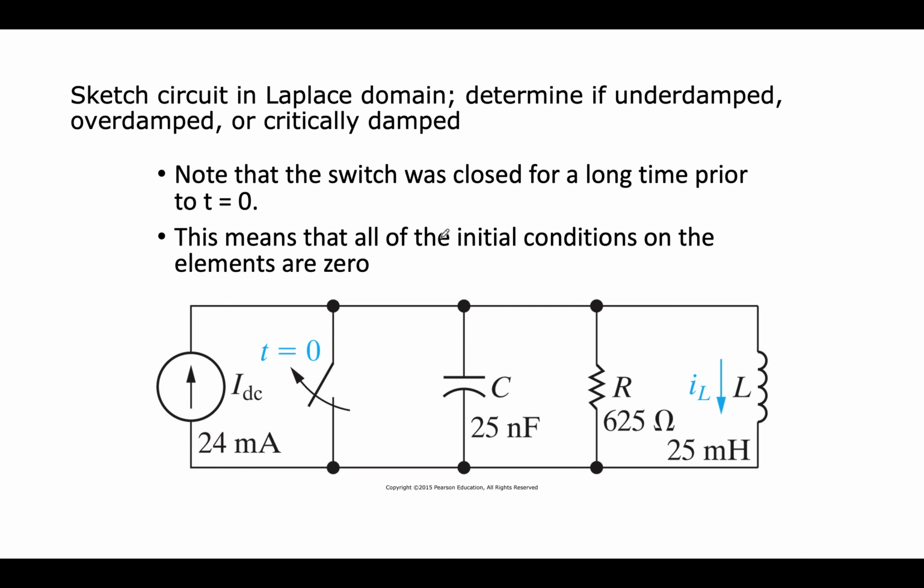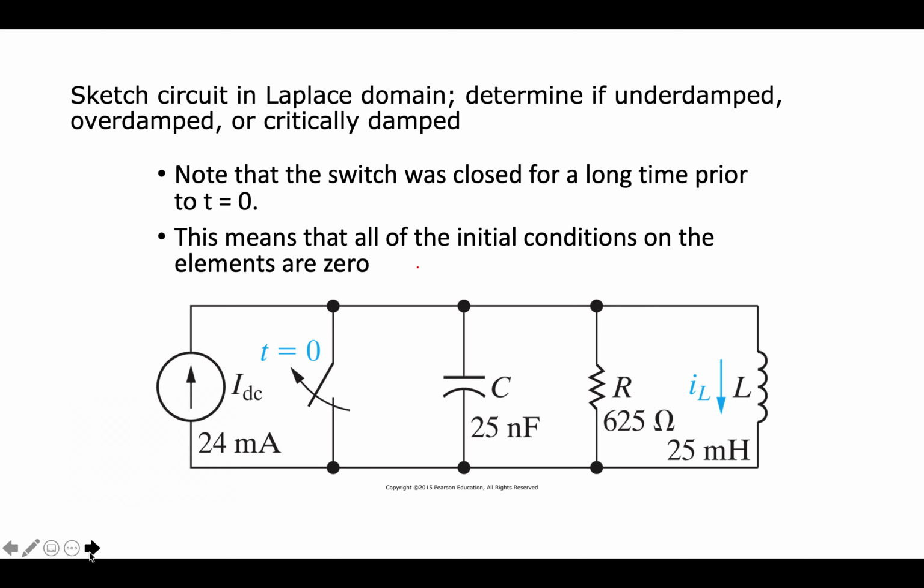So you don't have to add any initial condition sources, but you do have that DC source, which is going to transform into 24 milliamps over s once that switch opens. So that's what the circuit would look like. The source would go to 24 over s times 10 to the minus third. The capacitor would go to 1 over s times 25 nanofarads. The resistor stays the same, and the inductor goes to s times 25 millihenries.